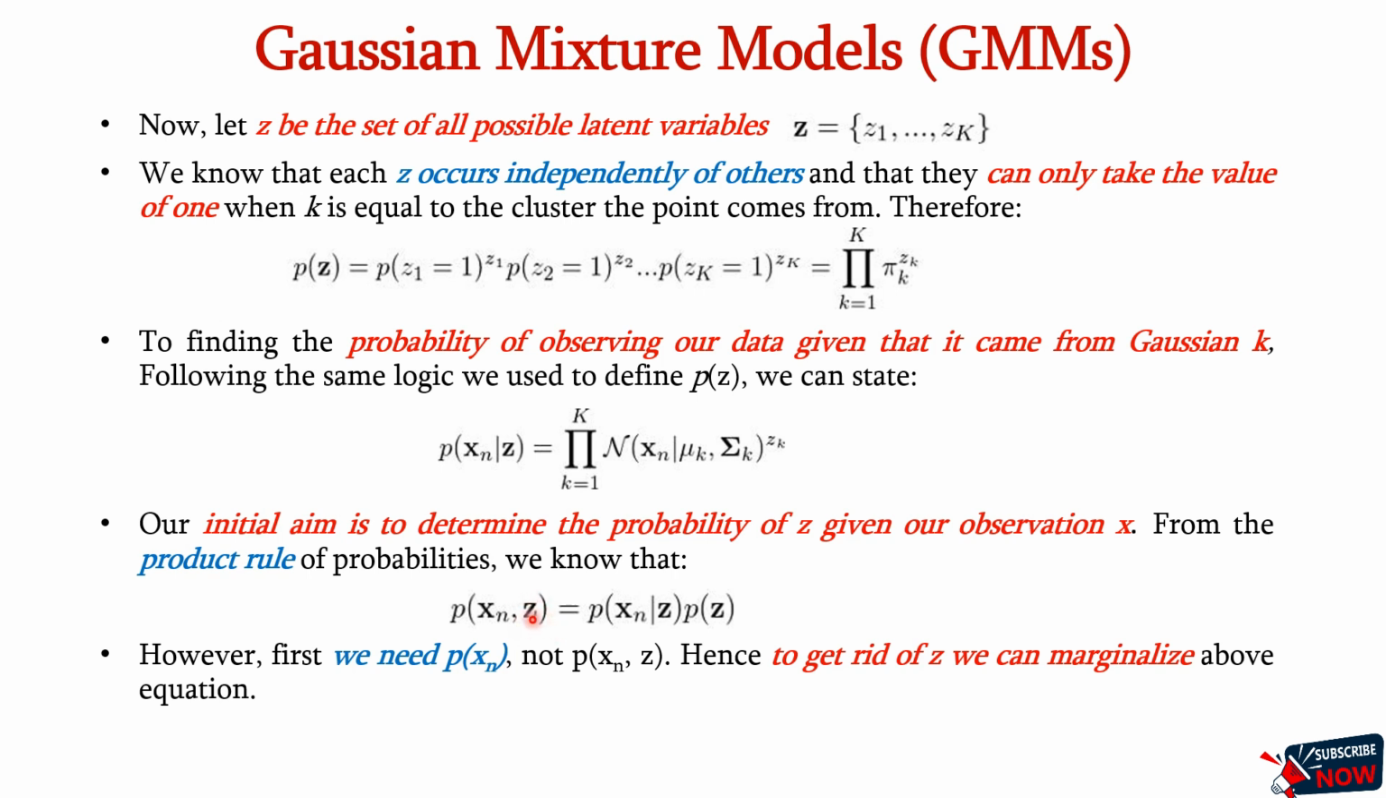So to get rid of this z, we can marginalize this equation. Marginalizing means we have to either perform integration or summation. If it is discrete data, we have to perform the summation. So here z is a discrete value, so let us apply summation. We can write p of xn is equal to summation of k is equal to 1 to K p of xn given z into p of z, which in turn can be written as summation of k is equal to 1 to K. For p of z we can substitute pi k, and p of xn given z can be expressed as normal distribution of xn given mu k comma sigma k.